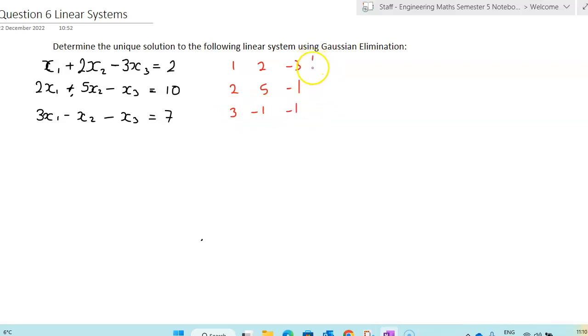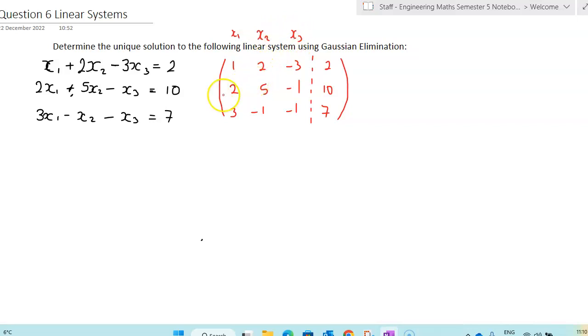Now what we do is we create the augmented matrix because we're going to use Gaussian elimination, and we'll put the solutions to the equations, 2, 10, and 7. And this is our augmented matrix. Now, the x1, x2, and x3 are really here. This first column is the x1 column. The second column is the x2 column. And the third column is the x3 column.